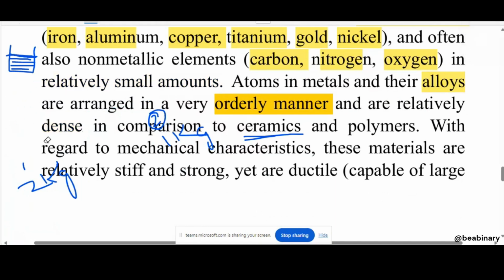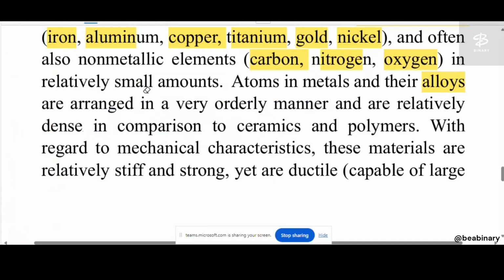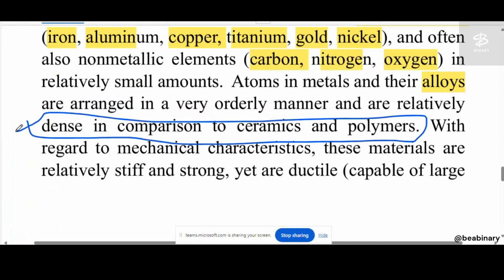I hope you have the idea, not just listening but able to correlate the things, which will help you in understanding material science. So metals are more dense as compared to polymers.